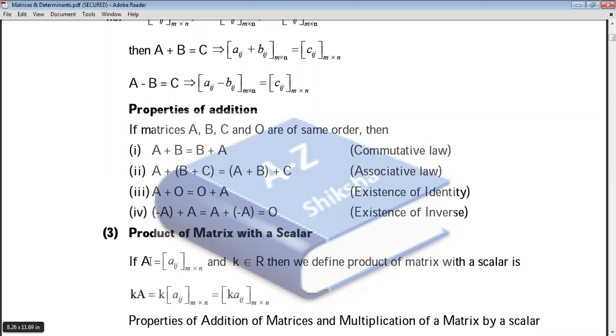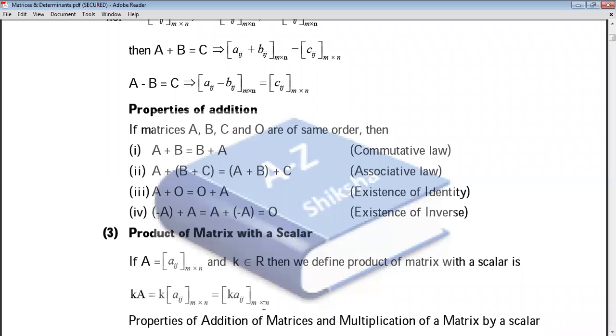Suppose you simply take a matrix capital A of order m by n, and let k be any scalar, small k. Then kA, the scalar multiplication of k with the matrix capital A, is written as k within bracket a_ij, m by n, where k is multiplied with each a_ij. The order should be m by n. So what is the meaning of that? Suppose you consider a 2 by 2 order matrix.